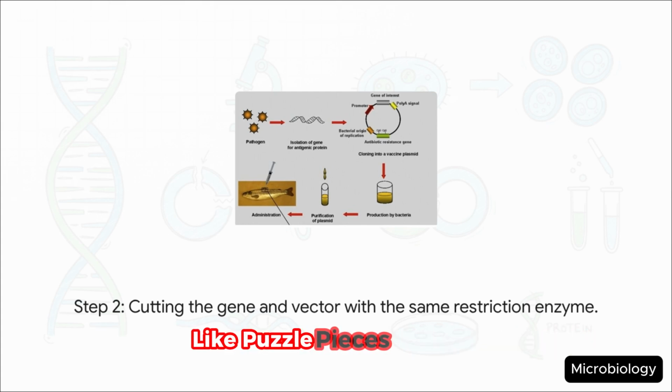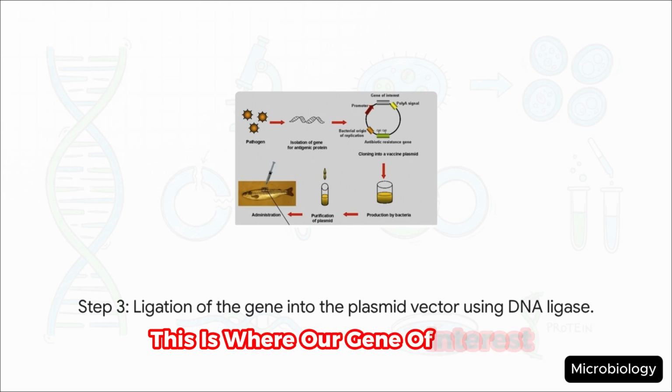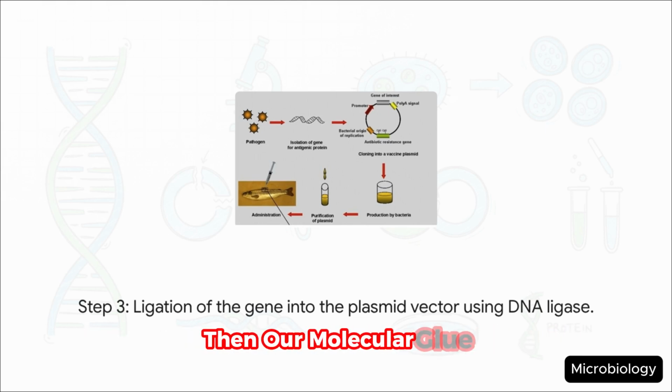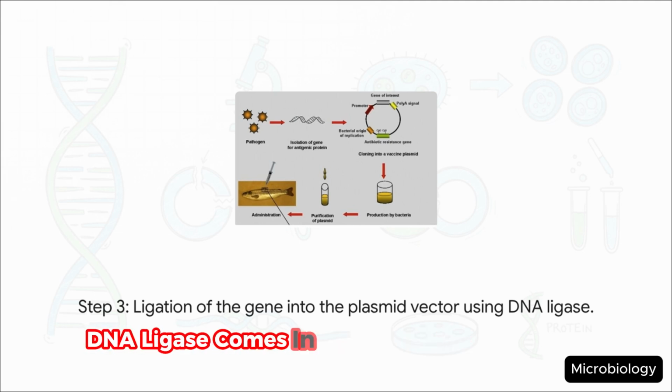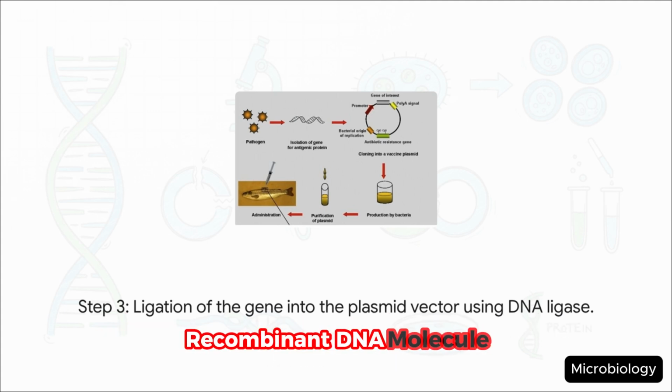Next up, step 3, ligation. This is where our gene of interest naturally slots into the opened-up plasmid. Then our molecular glue, DNA ligase, comes in and seals everything up. This is the moment we officially create our brand new recombinant DNA molecule.